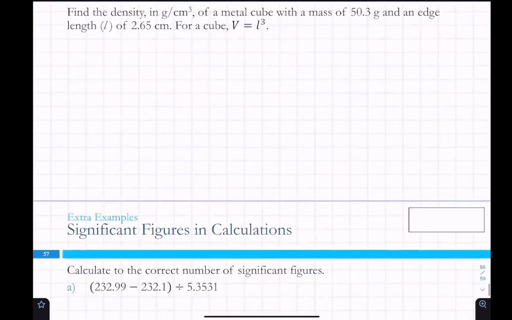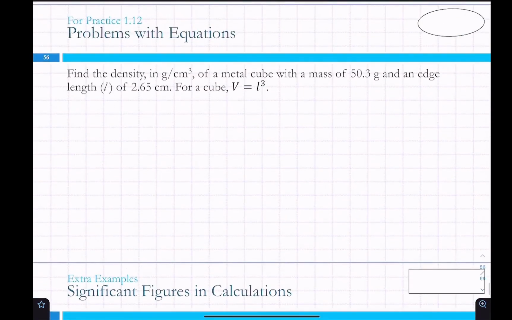Okay. So now here is slide 56. Find the density in grams per centimeter cubed of a metal cube with a mass of 50.3 grams and an edge length of 2.65 centimeters. And we're told for a cube, volume equals length cubed. So we're given the mass of the cube in grams and the length of one of the edges of a cube. Here you kind of need to have the prior knowledge that a cube's length is the same on all sides.